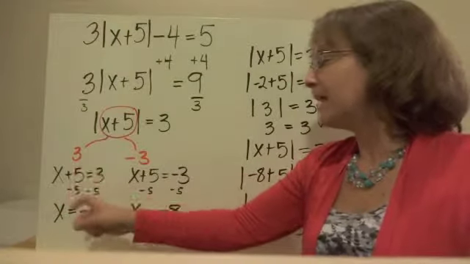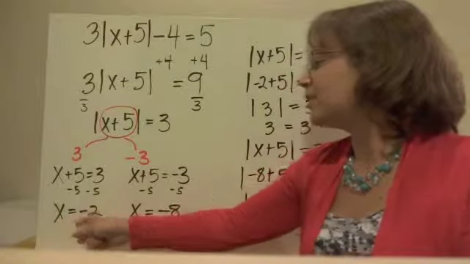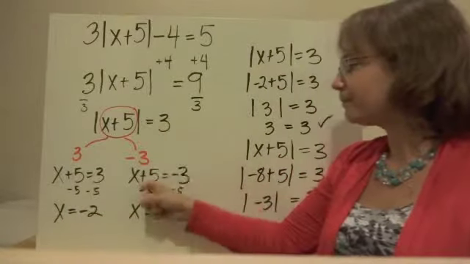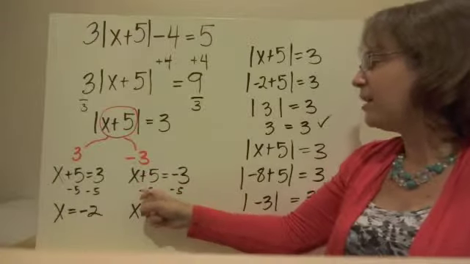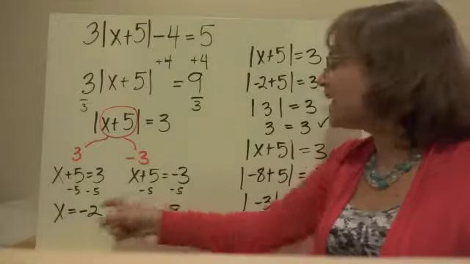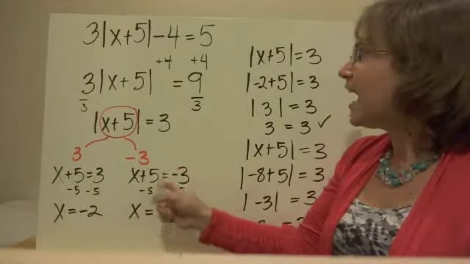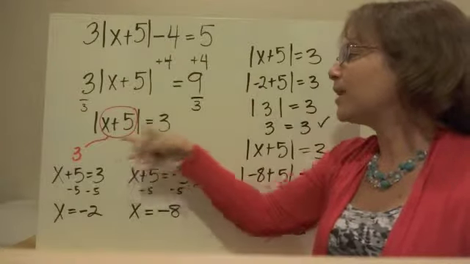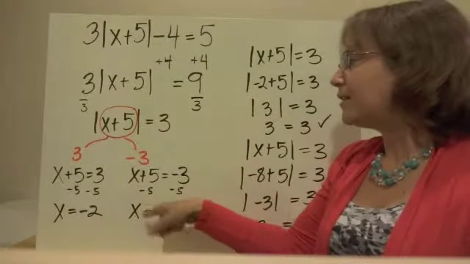Subtract a 5 from both sides, and we have x is equal to 3 plus a negative 5, which is going to give me a negative 2. And then we can do the same thing over here. Subtract a 5 from both sides, and x is equal to negative 8. And I can go ahead and check these values, and I could go all the way up to this equation, but I don't need to do that. I just want to check to make sure that my values came out right.